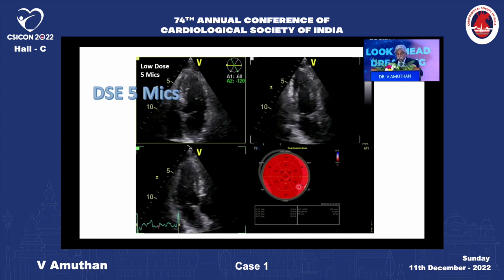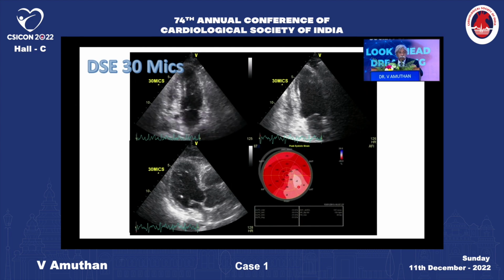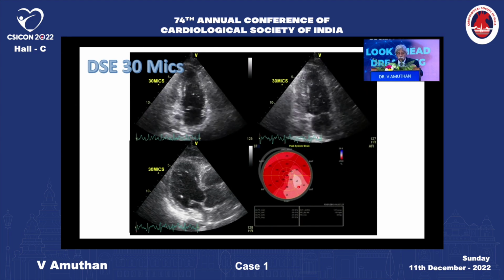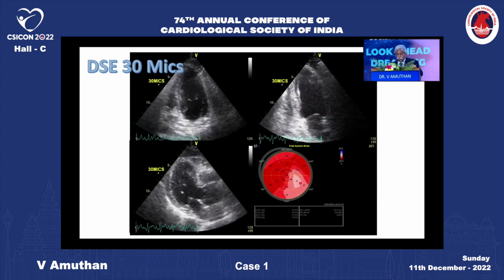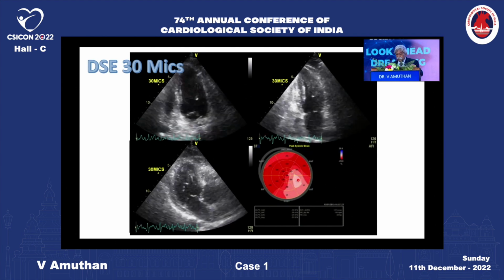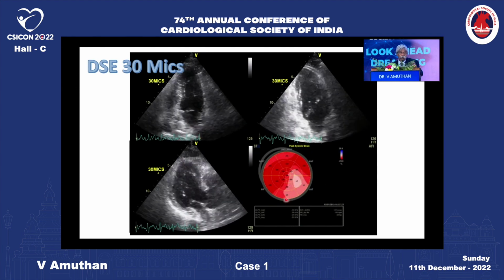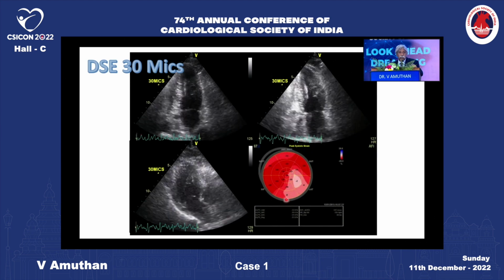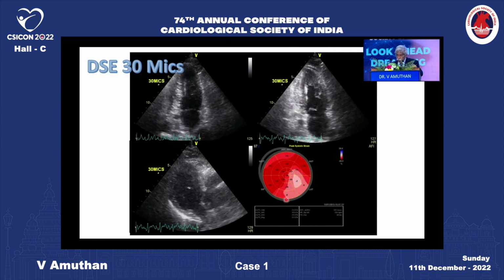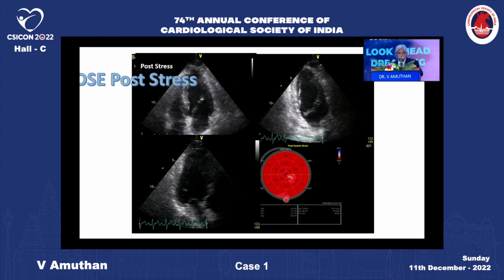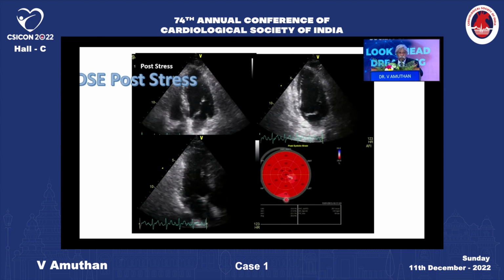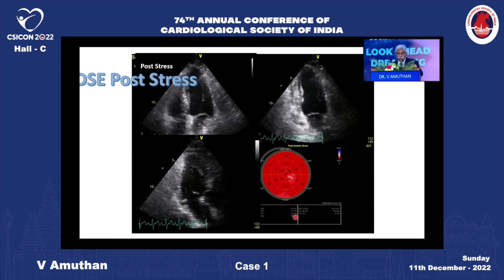You don't find any obvious pattern. This is at 30 mics. See that after atropine and 30 mics of dobutamine stress, this patient developed this regional distribution. You can see the tri-layer: 1, 2, 3, tri-layer. This typical regional pattern has to be there. So these are the two cases which I will show. This is the post-stress. The most important thing is that after stress, that is after dobutamine, the patient settled and there was no regional distribution. So this indicates a positive dobutamine stress echo.